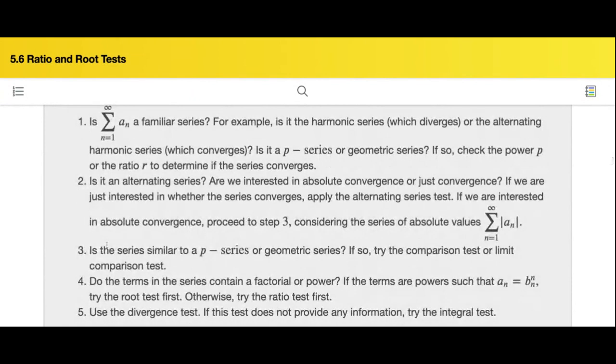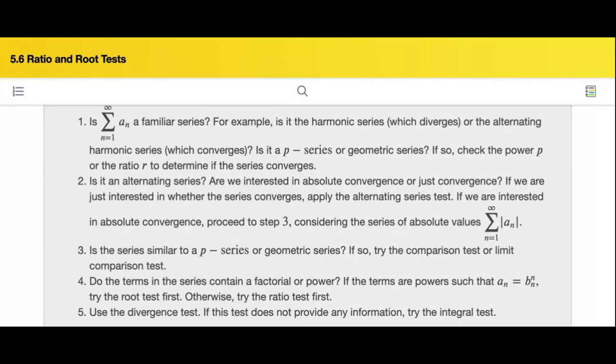So second one, is it an alternating series? Are we interested in absolute convergence or just convergence? If we are just interested in whether the series converges, apply the alternating series test. If we are interested in absolute convergence, proceed to step 3.